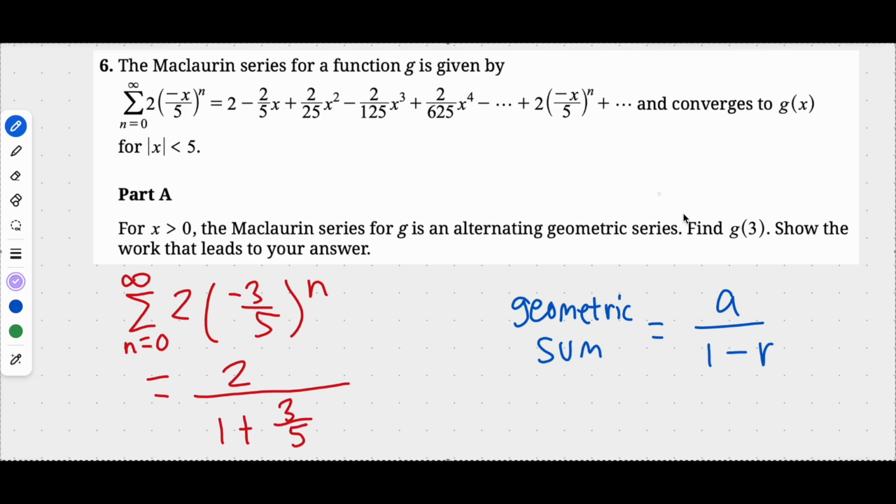So we're supposed to find g of 3. That means plug 3 into x. So I wrote 3 there. And then we need to find the value of the series. It's geometric. Well, that's nice.